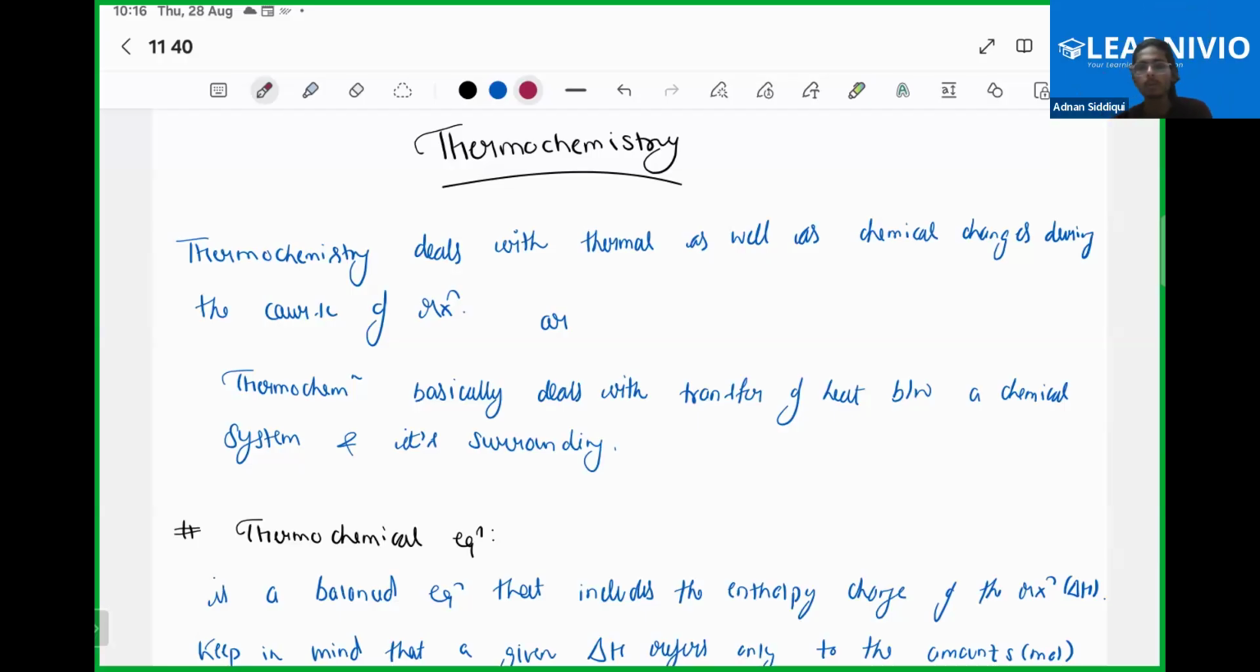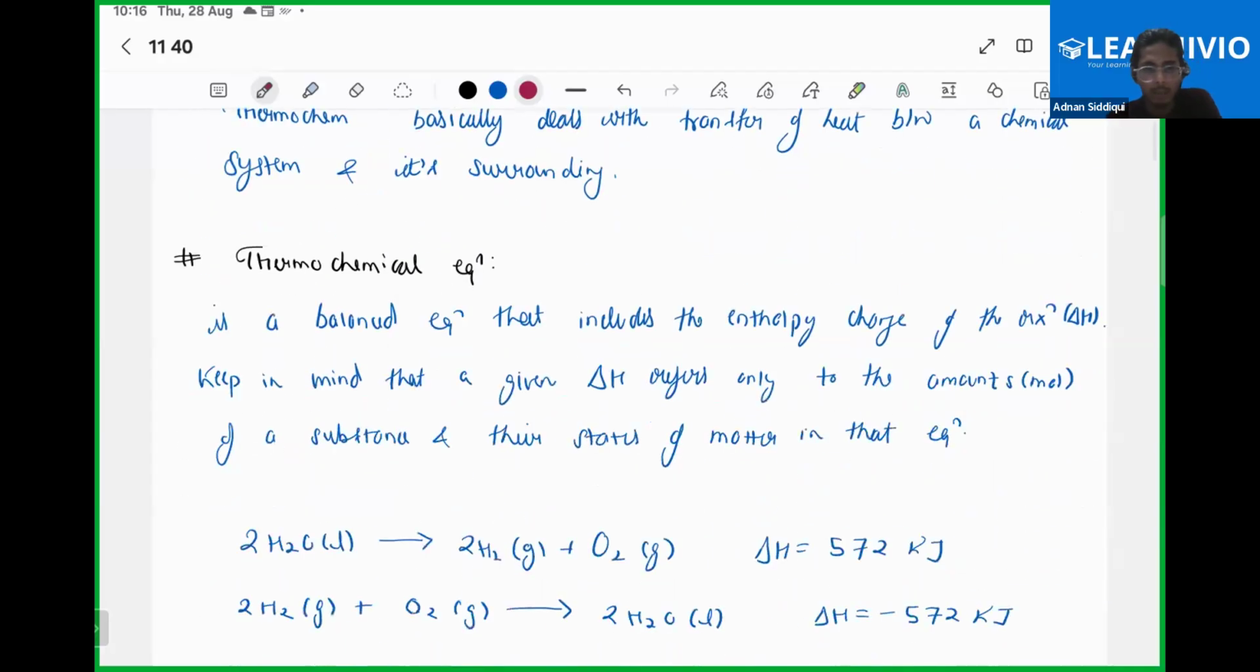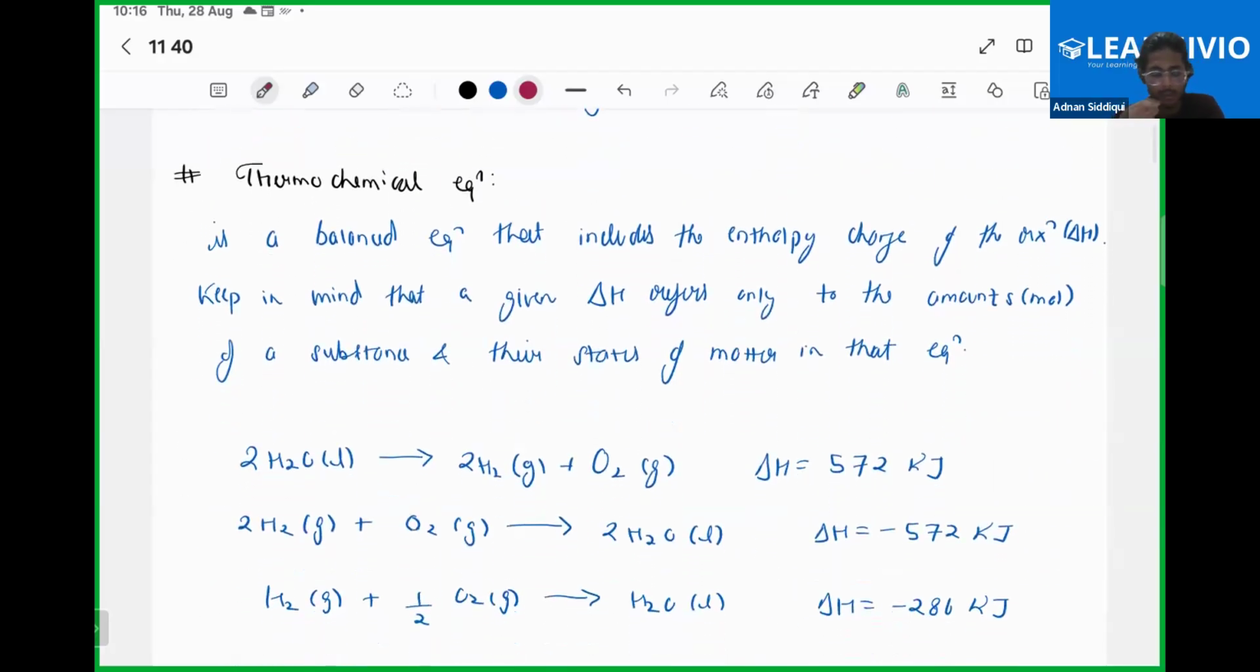Okay, so whenever you are talking about heat exchange between a chemical system and its surroundings, you will call this branch of chemistry thermochemistry, right? Okay, so a thermochemical equation is what? Let us talk about it. It is a balanced equation that includes the enthalpy change of the reaction. What is enthalpy change? Basically a heat change but at constant pressure.